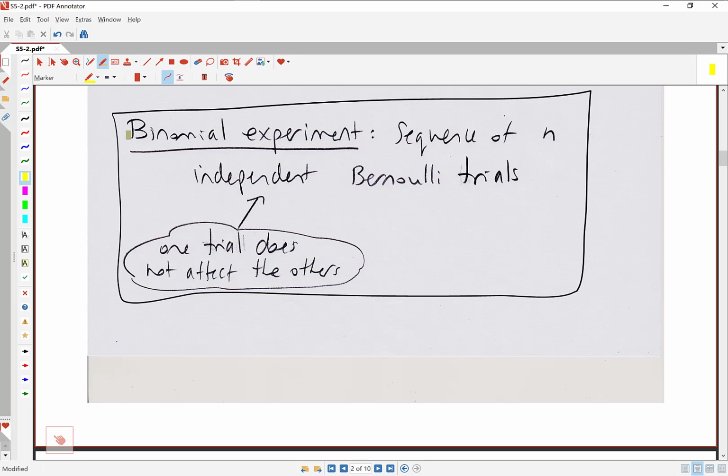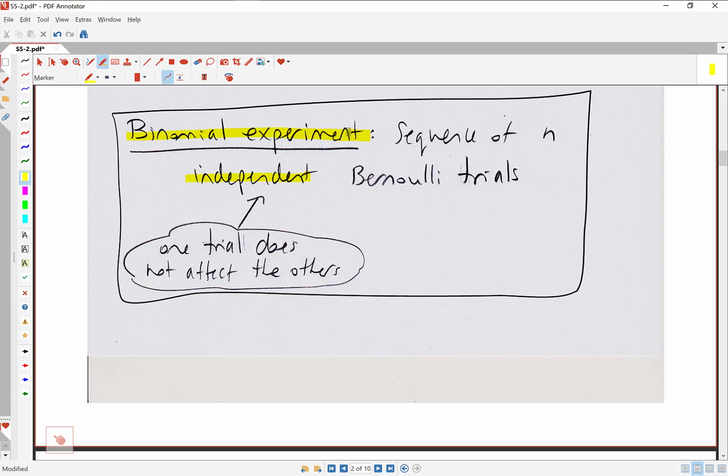So now we can define a binomial experiment, and this is really what we care about in this section. A binomial experiment is a sequence of n independent Bernoulli trials. So let's look at this word independent here. Independent just means one trial does not affect the others. So a classic example could be if you roll a die a bunch of times. What happens on the first roll does not affect what happens on the second or the third roll. So the rolls of the die are independent.